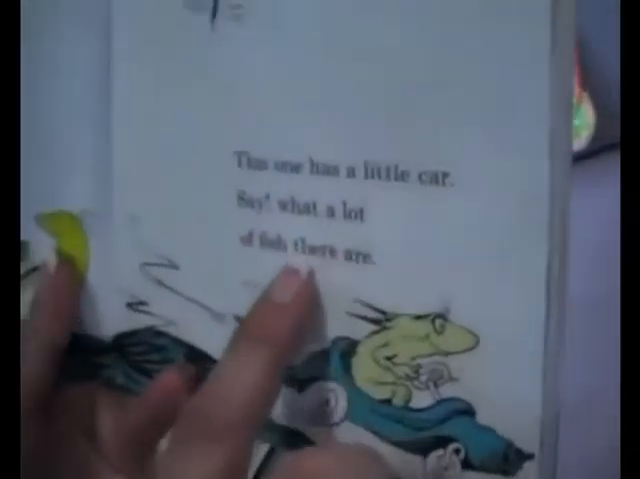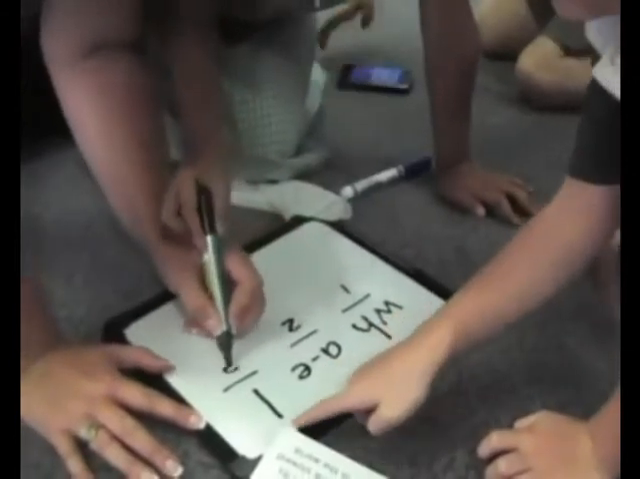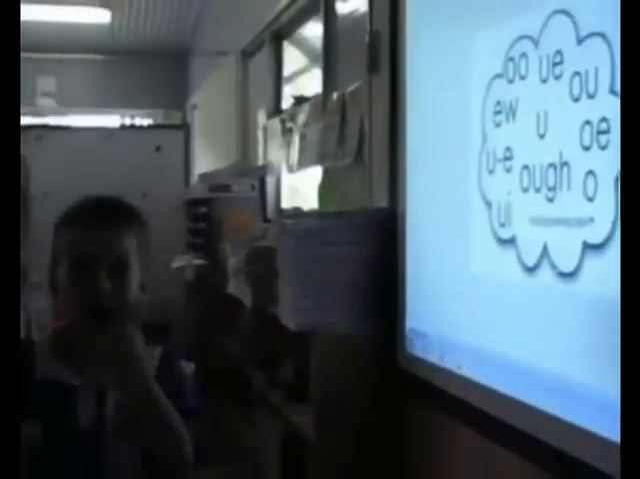This one has a little star. This one has a little car. Say what a lot of fish there are. Where's an R? There's an R. Where's another R? Yeah? 1, 2, 3. Boy, you're so clever. Right, Lily. And Oscar, that must be an R in there. Let's have a look. Go for it, Lily. It's fish. And it is a fish. Wow.